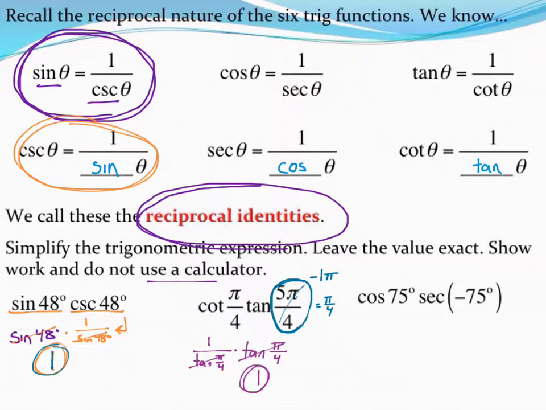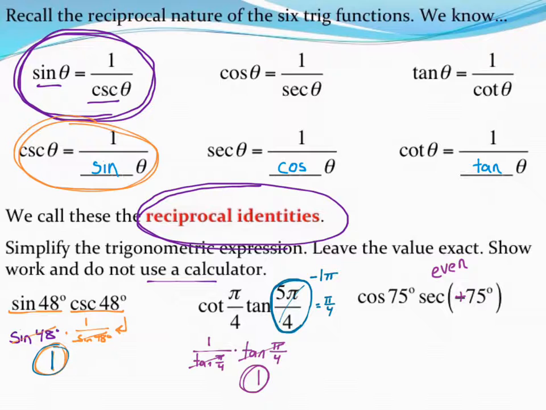Okay, let's take a look at one more example. Again, I've got 2 different angles. I've got 75 degrees and negative 75 degrees. Well, using some other properties, specifically those even-odd properties, I recall that cosine is an even function, and remember cosine and secant are related, so they're both even functions. It doesn't matter if I have a negative in here. It actually works out to be the same thing as if I had a positive 75.